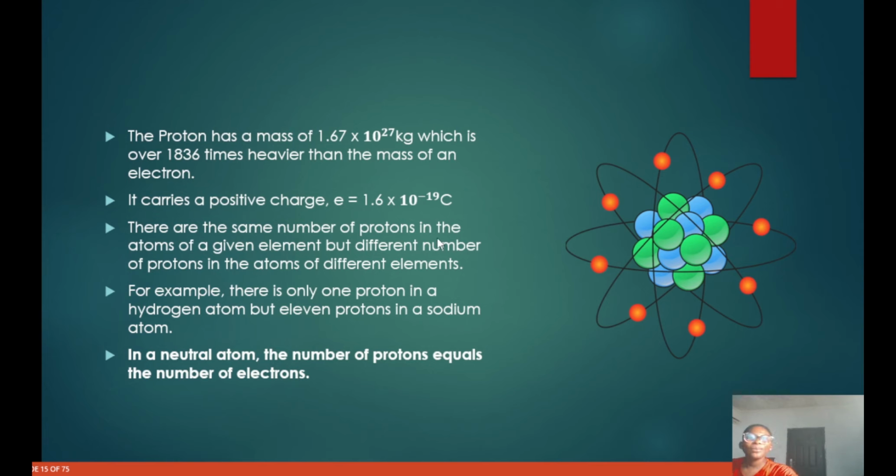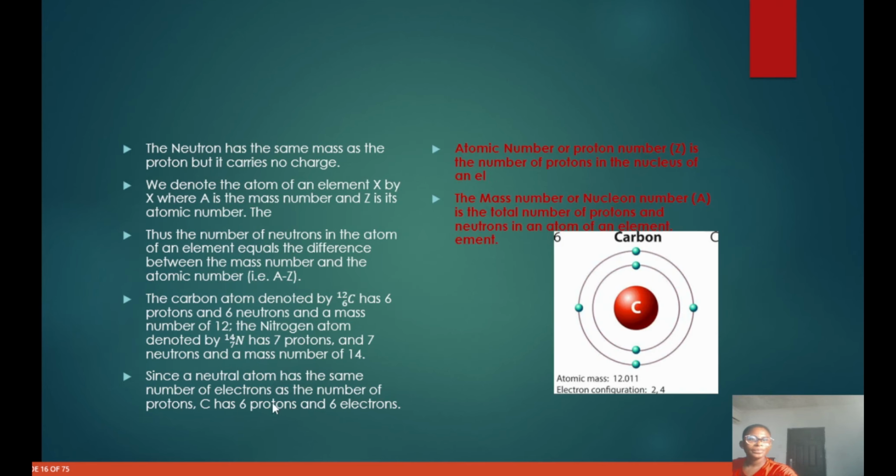There are the same number of protons in the atoms of a given element, but a different number of protons in the atoms of different elements. The same element has the same number of protons, but a different element has what? Different protons. Like the protons in carbon are different from the protons in nitrogen. For example, there is only one proton in a hydrogen atom, but 11 protons in what? Sodium atom. In a neutral atom, the number of protons equals the number of electrons.